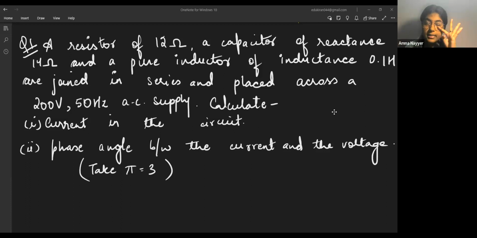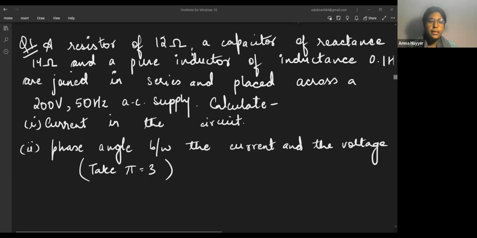So for finding out the current, you need to find out the voltage and the resistance of the circuit. For phase angle, remember we did tan phi or cos phi, any equation you can use. But for the solution of the first part, we need Z this time, because resistor, inductance and capacitor are all connected in our circuit. So this is a proper example of series LCR circuit, right?